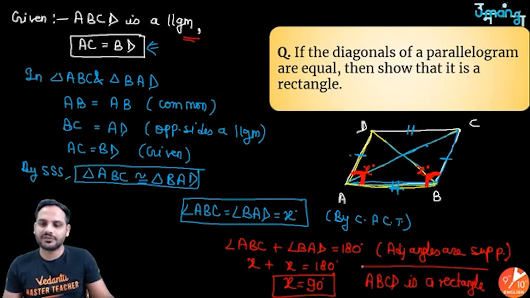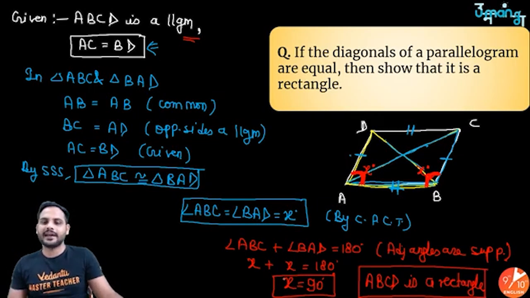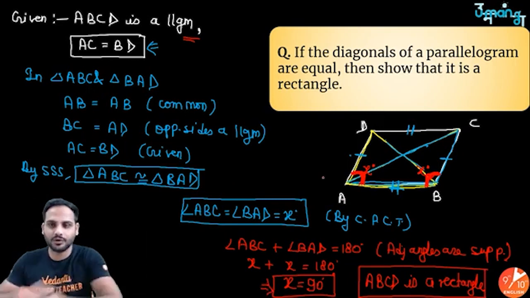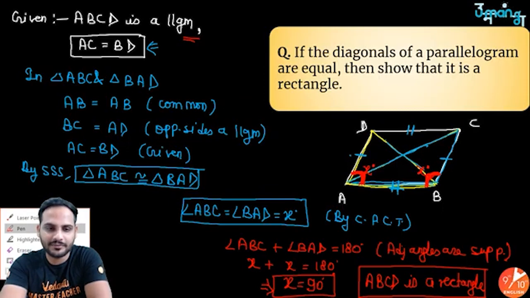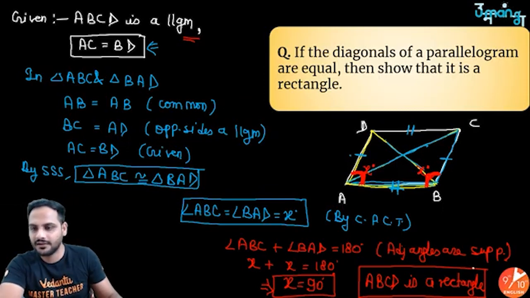See, I have used the same approach. Parallelogram was given. I have proved any one angle to be 90 degree. I have got two angles to be 90 degree. That is good. More good. So if any one angle is 90 degree, all the angles will become 90 degree. So I can say that ABCD is a rectangle.